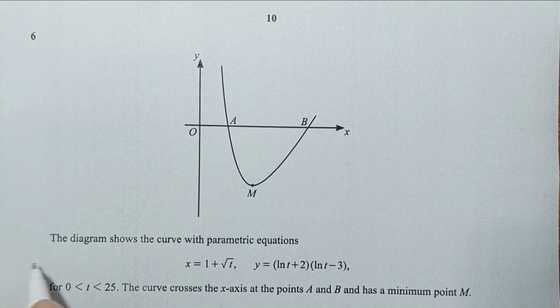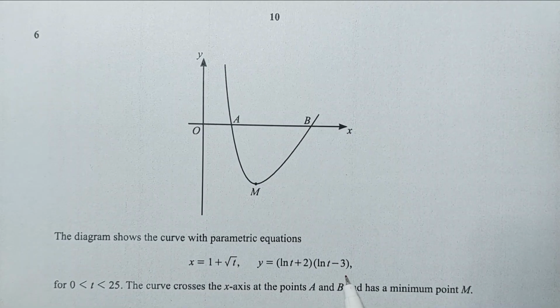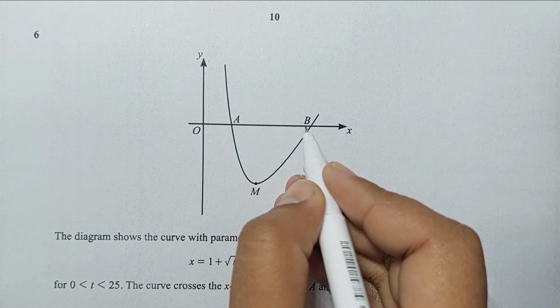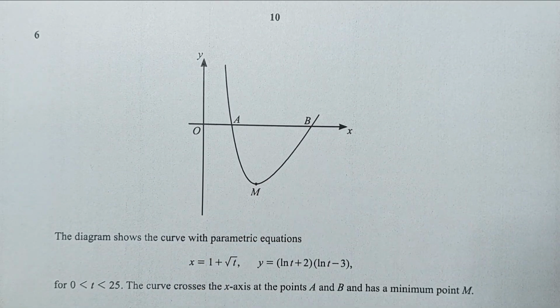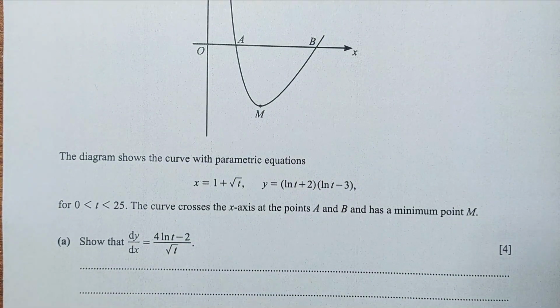Question number 6. The diagram shows the curve with parametric equations x and y in terms of t, for t between 0 and 25. The curve crosses the x-axis at points A and B and has a minimum point M. A and B are the points where the curve crosses the x-axis, and the minimum point is M. Part A: show dy by dx in terms of t.